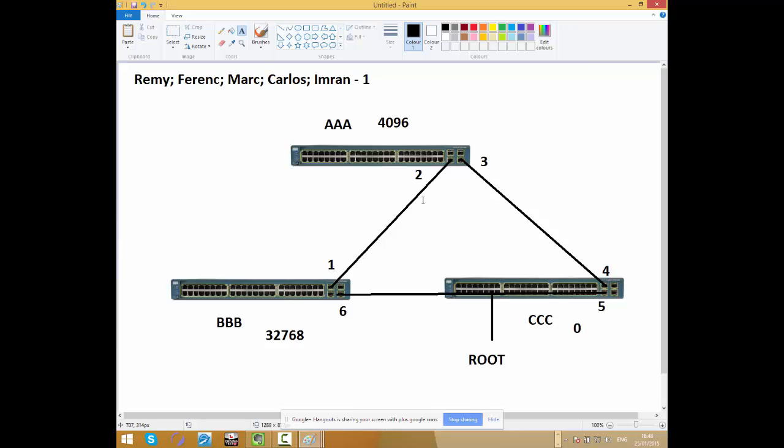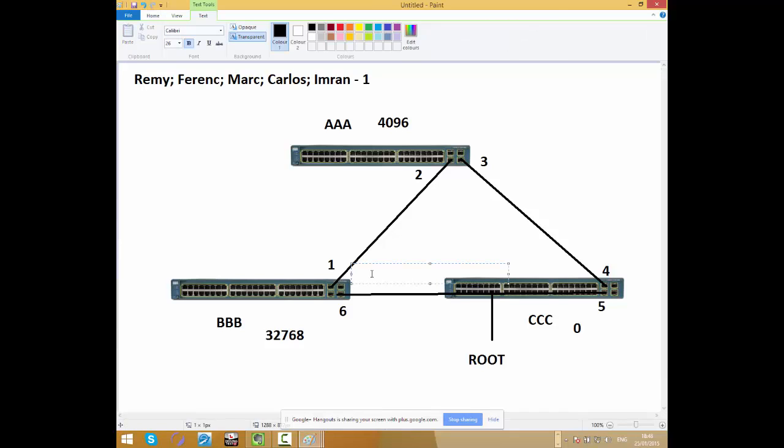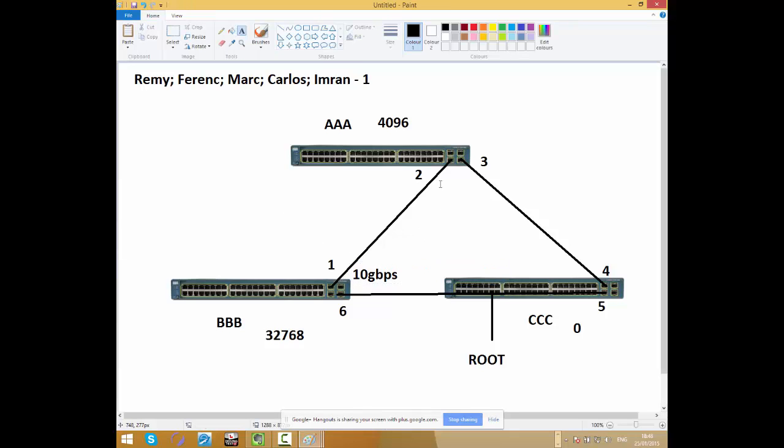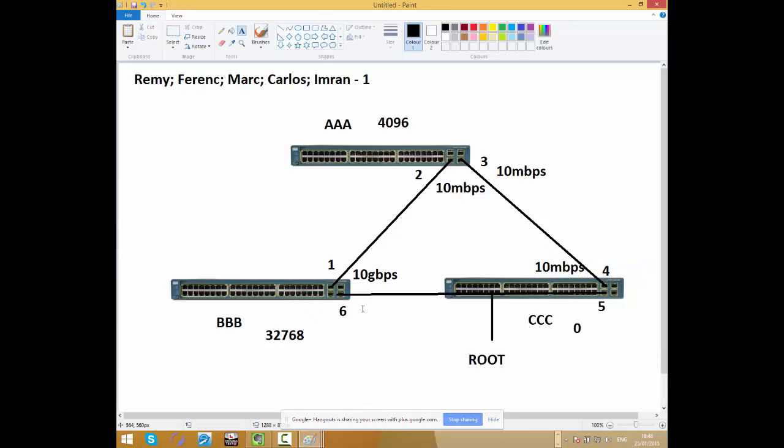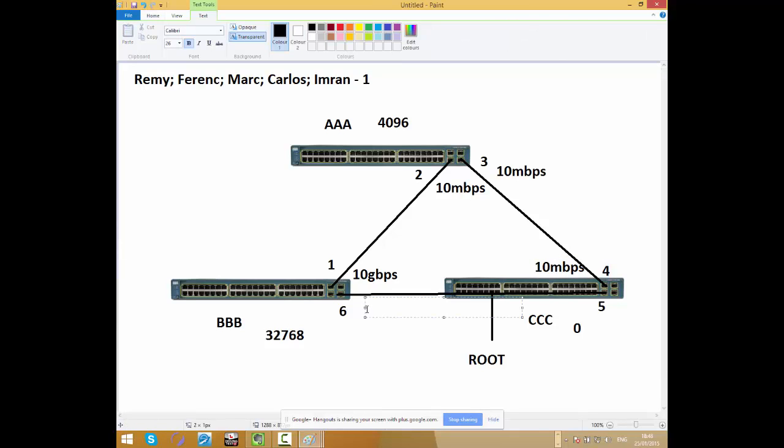Very, very good one. Because, okay, let's do something else. So this same scenario, let's say this link here is 10 GB per second, and this one is 10 MB per second, and this one is 10 MB per second. This one will test your knowledge some more. 10 MB per second. Carlos, you do this and you can leave. Let's see how it will be working. Then they are working on a half duplex then.